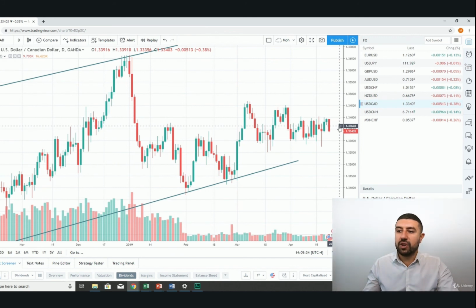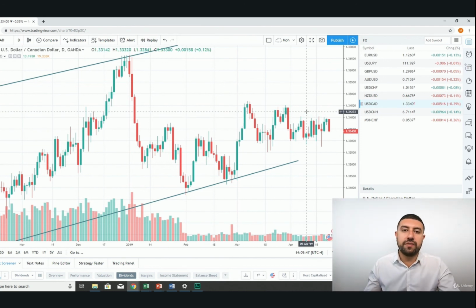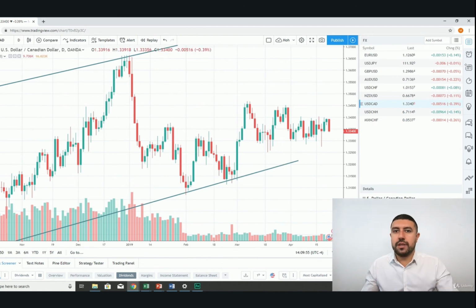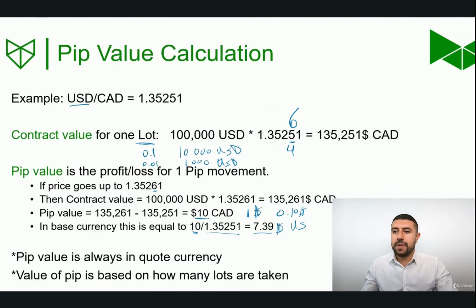So you'll be able to say, okay, well, 22 pips times $10 per pip, I'm making $220 if it goes from here to here. And because of this, you'll be able to calculate how much profit you can make or how much you're willing to lose. And we'll be able to use that for other calculations as well that we're going to get to later on. But this is the calculation.